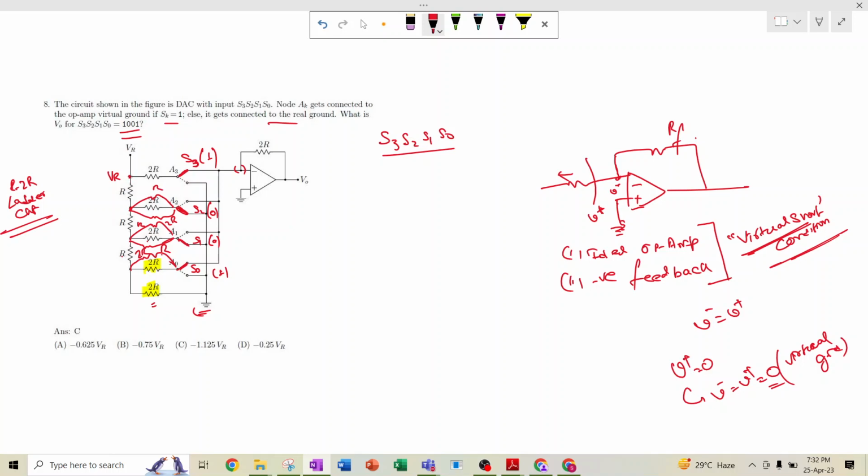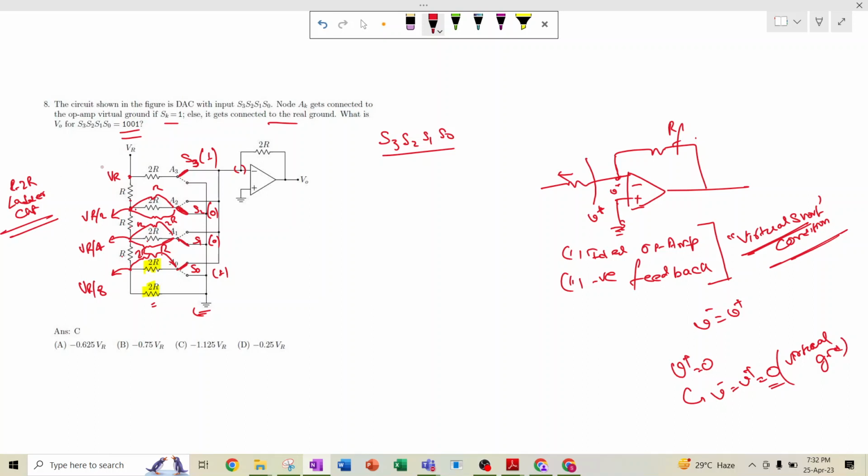So if this is VR voltage, here it has one resistance R, here it has another resistance R, so the VR voltage will be divided across these two resistances equally, that means this will be VR by 2. Similarly, this VR by 2 will divide across this and this equally, so this potential will be VR by 4, and similarly this potential will be VR by 8. Understood?